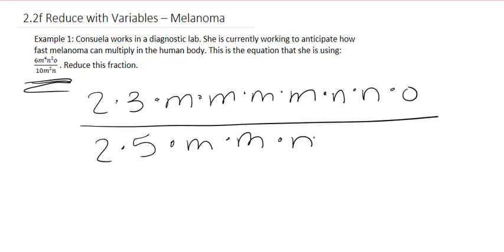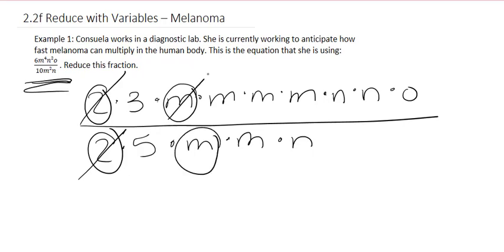Perfect. So now let's start dividing things out. We see that we have a 2 here and a 2 here. We can cross these out because 2 divided by 2 is equal to 1. We have an m here and an m here. Let's divide these out because m divided by m is also 1. We have another m here and an m here. Let's cross these out as that will equal 1.